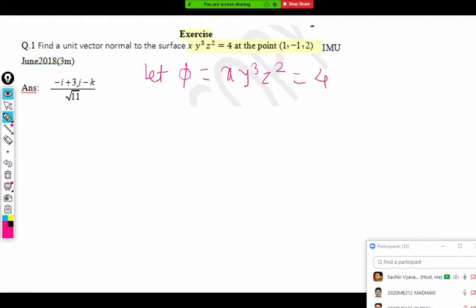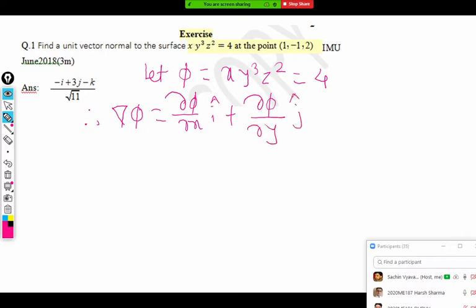Then we'll apply the formula. Therefore we should calculate del phi. Del phi is actually the normal vector to the surface. So del phi is dou phi by dou x. Generally keep a habit of writing the formulas. In the exam, many times you are not writing this formula, you write the calculation directly. It's better you always start with the formula.